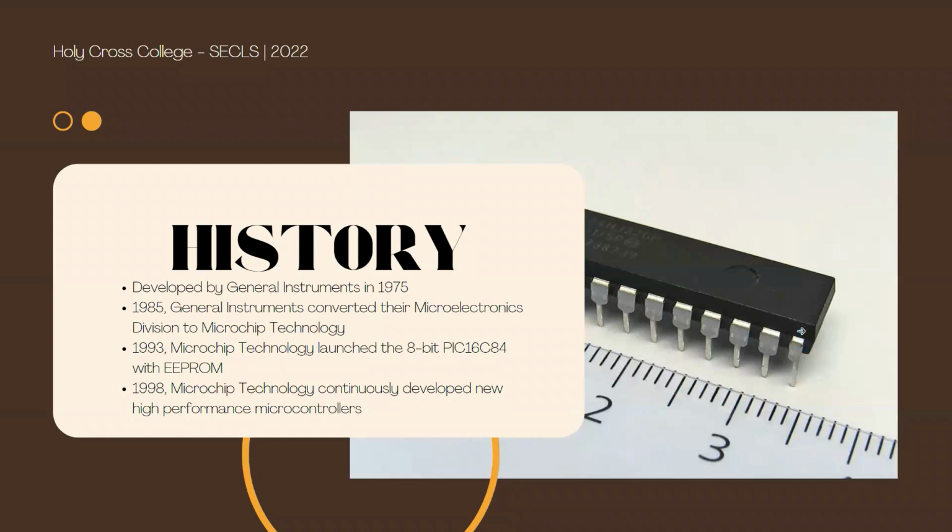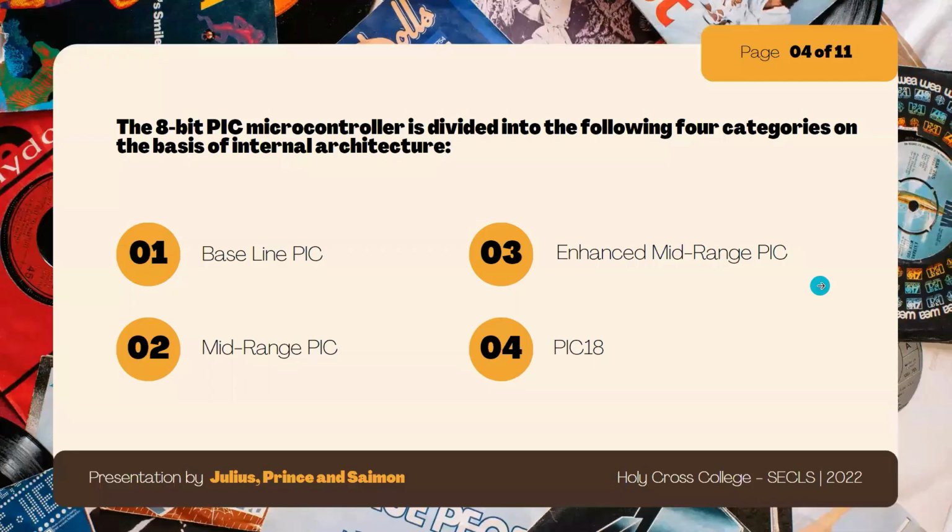A brief history of the PIC. It was developed by General Instrument in 1975. In 1985, General Instrument converted their microelectronics division to Microchip Technology. By 1993, Microchip Technology launched the 8-bit PIC 16C84 with EEPROM. In 1998, Microchip Technology continued to develop new high-performance microcontrollers.